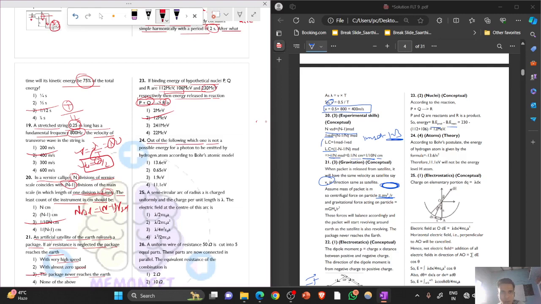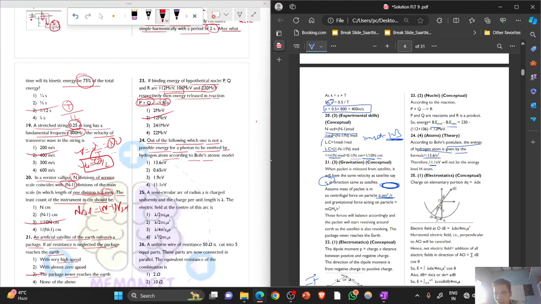Out of the following, which one is not a possible energy for a photon to be emitted by a hydrogen atom according to Bohr? Which is not possible? You know simply that according to the Bohr postulate, the energy of the hydrogen atom is given by minus 13.6.